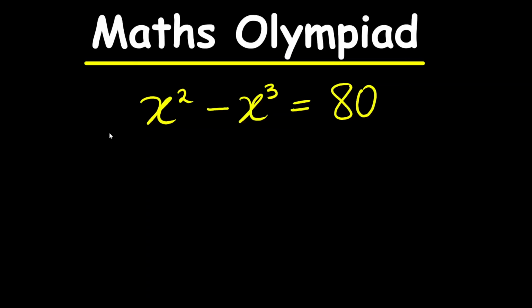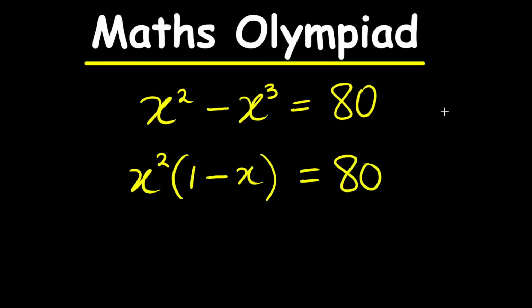So the first thing we are going to do is, on the left hand side, factorize this polynomial that we have here. If I factorize this, I will have x raised to the power of 2 into 1 minus x is equal to 80. What we are going to do here is look for two factors that multiply to give us 80. We are looking at two factors because on the left hand side we have a multiplication of a perfect square and a 1 minus x in the bracket.